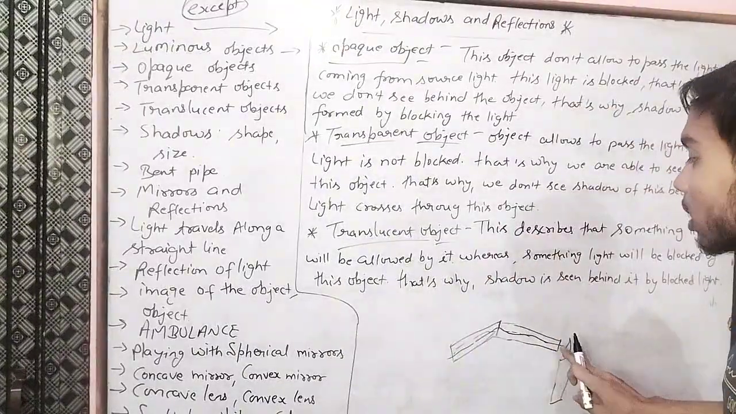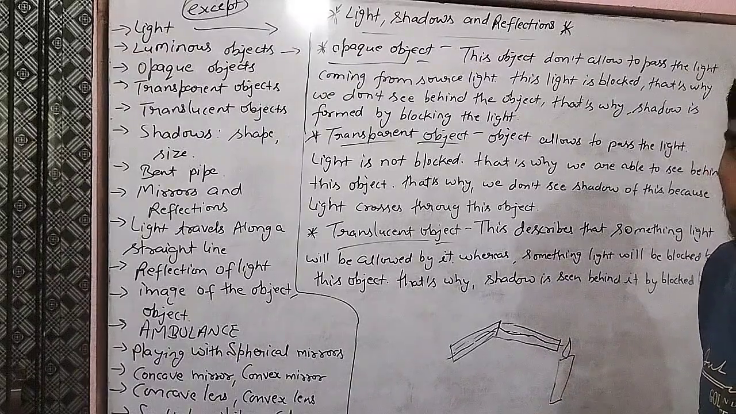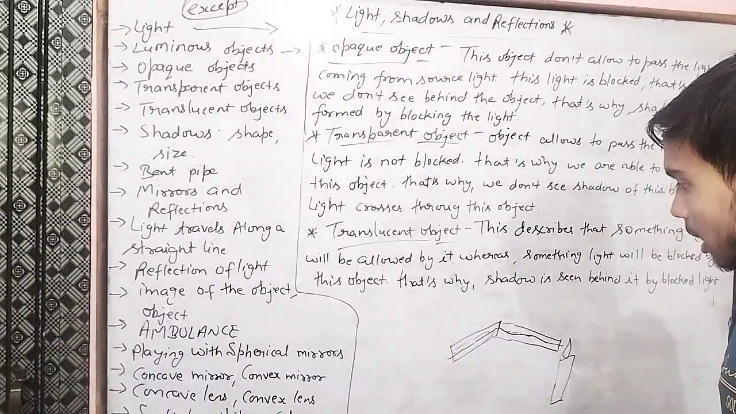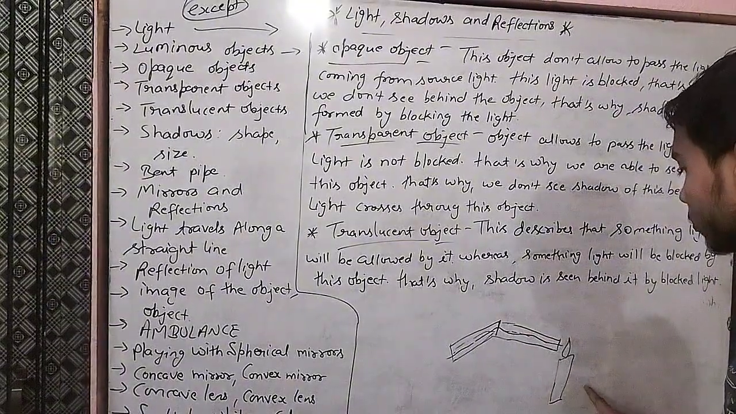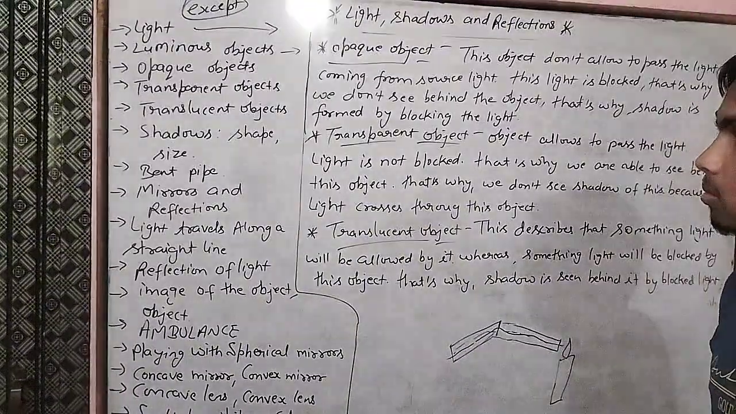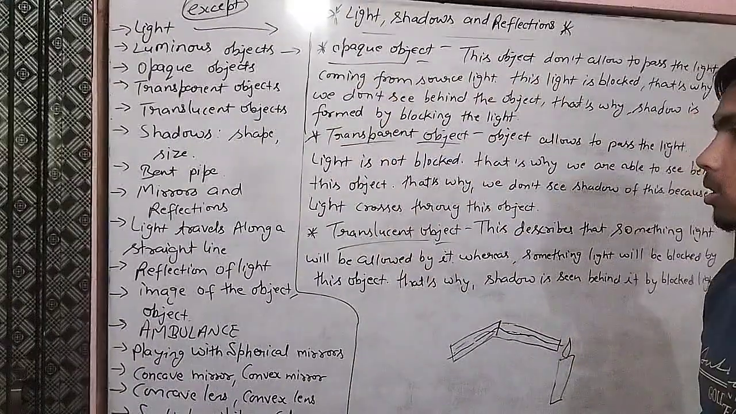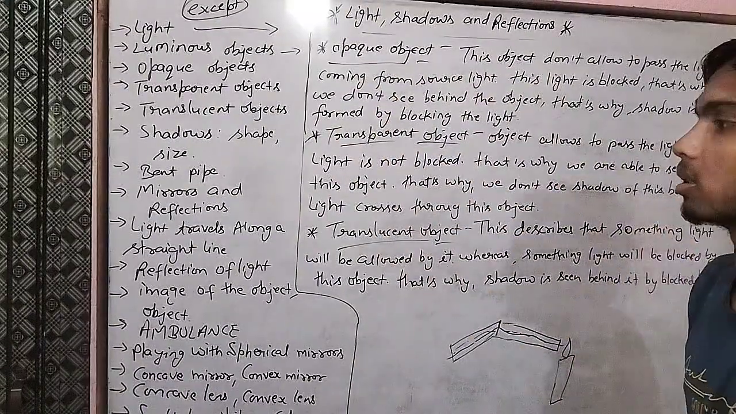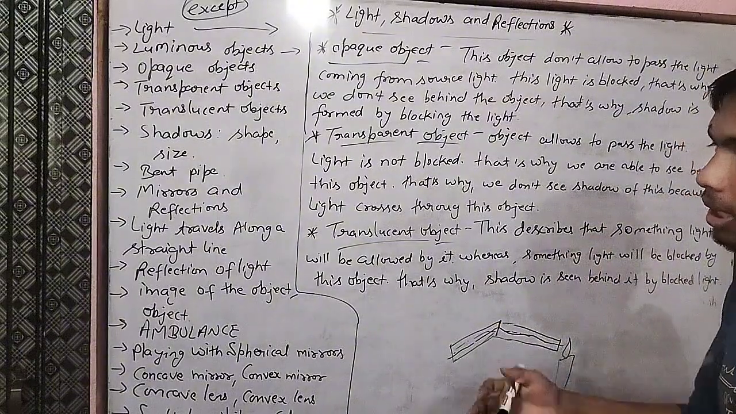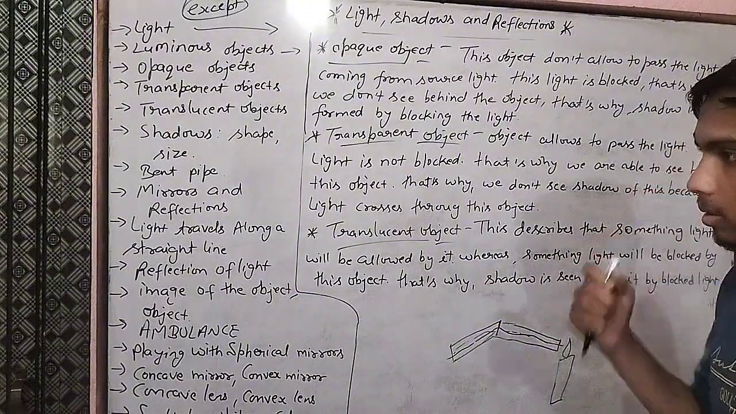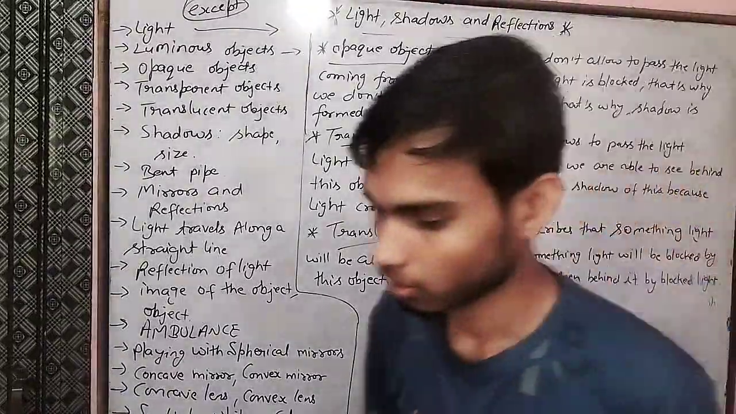So light is not traveling in a straight line. That's why we are not able to see the object, and the pipe is in a bent shape. If we want to see objects, then light should travel along a straight line. Then it will be possible to see the objects. Clear?